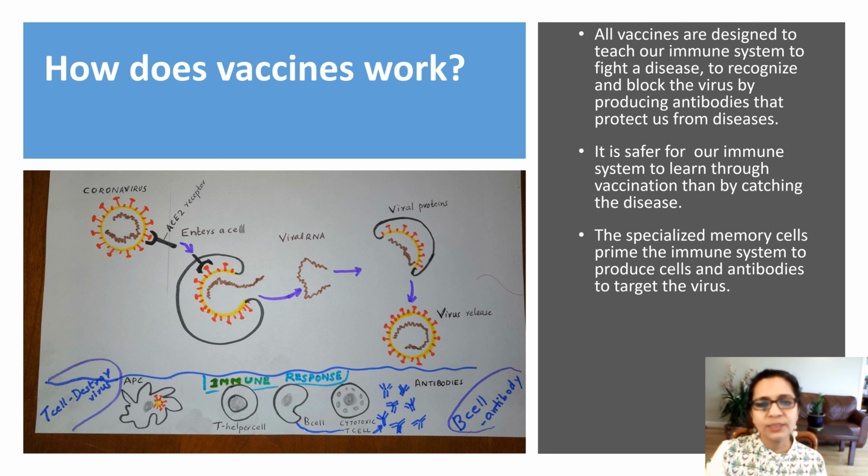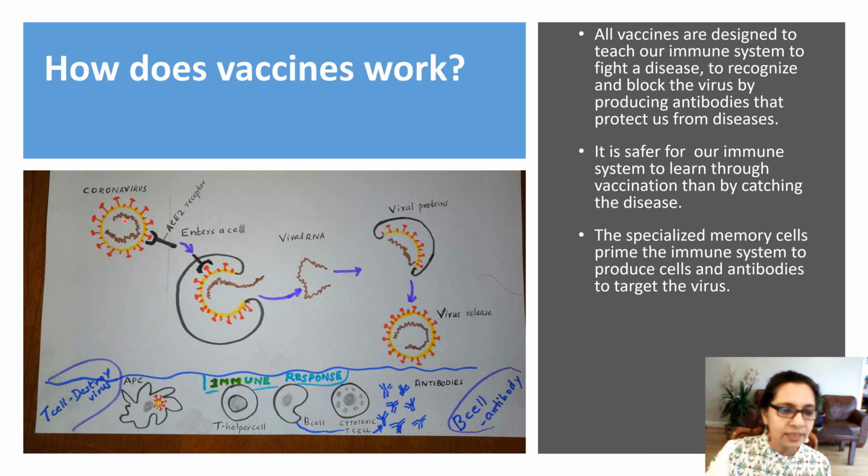So let us see how the vaccine works. All vaccines are designed to teach our immune system to fight a disease, to recognize and block the virus or the pathogen by producing antibodies that protect us from disease. It is safer for our immune system to learn through vaccination than by catching the disease. The specialized memory cells prime the immune system to produce cells and antibodies to target the virus.